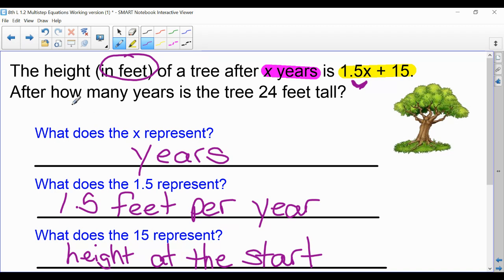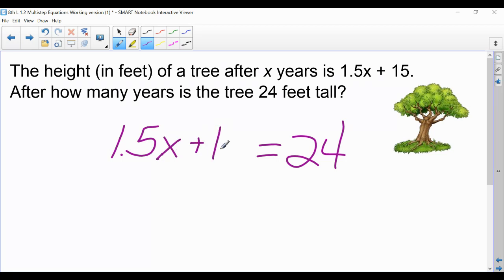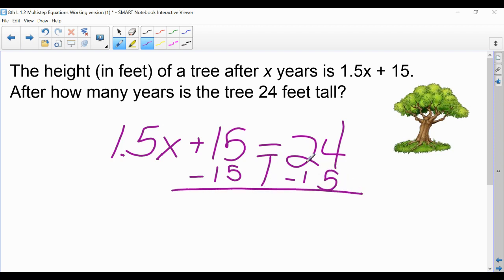And then the problem actually wants to know after how many years is the tree 24 feet tall. So that's what happens at the end of it all. So that's where our equal comes in and our 24 feet tall. So our beginning of the equation was 1.5x plus 15. So here's our whole equation now. And we can solve that by doing our inverse operations. Remember, constant is the first step. We're going to move that. And we're left with 1.5x equals 9.